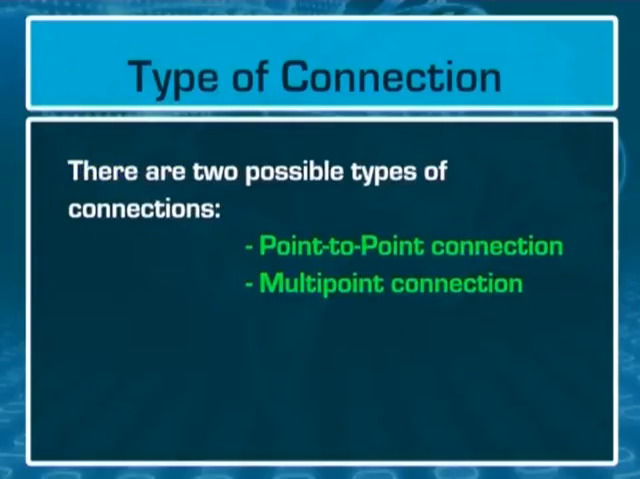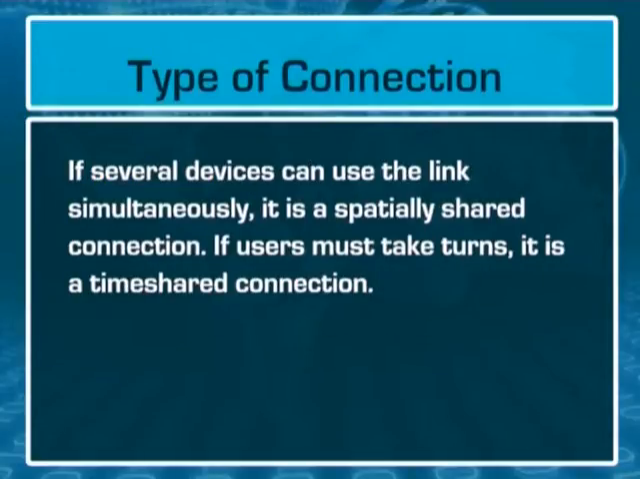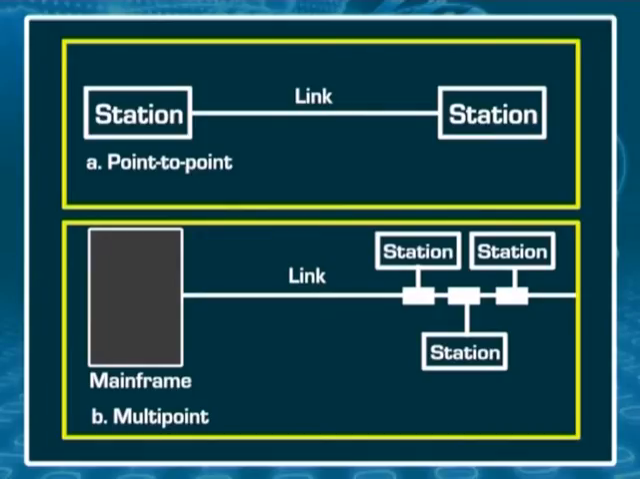The other type of connection is multi-point connection. A multi-point, also called multi-drop connection, is one in which more than two specific devices share a single link. In a multi-point environment, the capacity of the channel is shared either spatially or temporally. If several devices can use the same link simultaneously, it is a spatially shared connection. If users must take turns, it is a time shared connection. The figure shows both the point to point and multi-point connections.